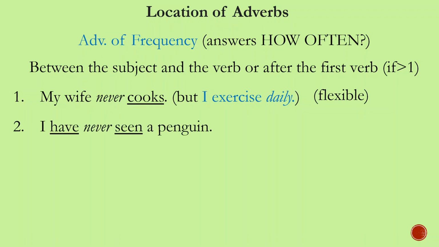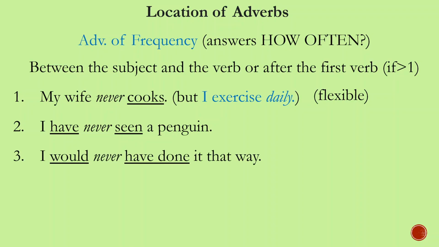Now look at sentence number 2. I have never seen a penguin. You see here we have two verbs, have and seen. So the adverb never is put after the first verb. Now look at sentence number 3. I would never have done it. Here also we have three verbs in the verb phrase, would, have, and done. So the adverb of frequency is put after the first verb.